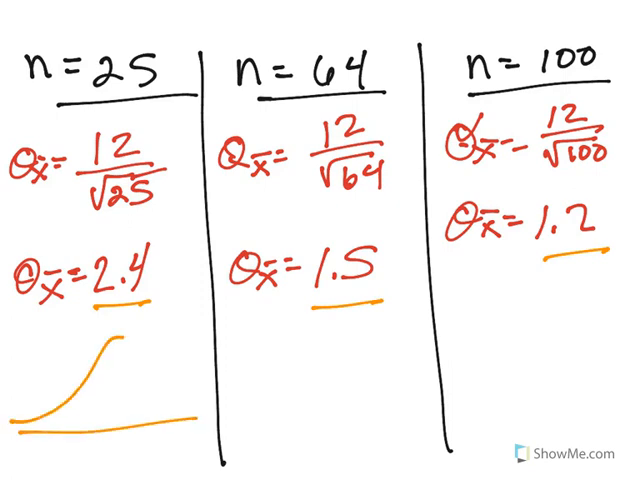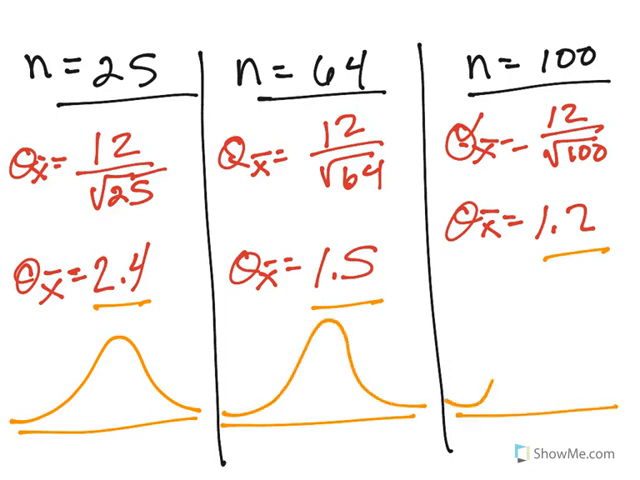So if we're talking about what this looks like, they're going to continuously get taller and skinnier, because it's less spread out. The standard error is like the standard deviation. It talks about the spread, how far spread out our data is. The bigger the sample size, the smaller the standard error, the skinnier the graph.